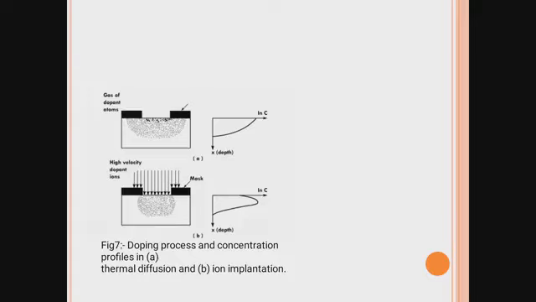The wafer has to be heated to a high temperature, around 1000 degrees centigrade. This kind of process happens over 1000 degrees centigrade. The wafer is heated over this temperature. Then what will happen? The material is diffused across the bulk of the semiconductor.